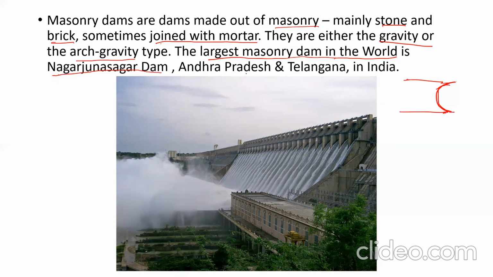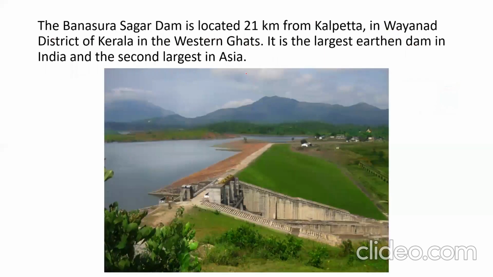The largest major dam in India is the Nagarjuna Sagar Dam. Second is the earthen dam or earth dam or rockfill dam. The largest in India and second largest in Asia is the Banasura Sagar Dam, which is located in Kerala. You can compare those two types.